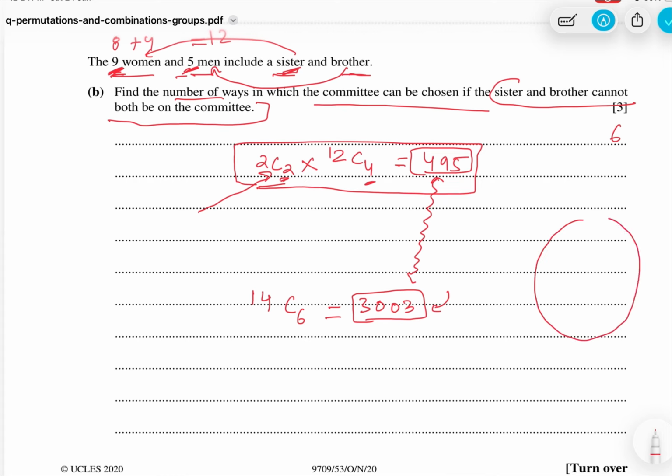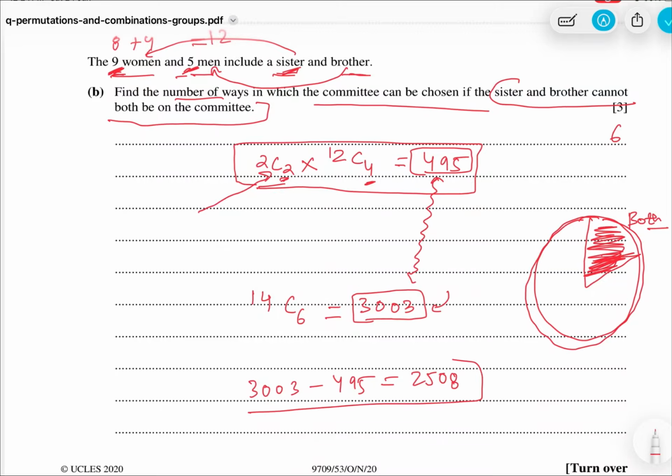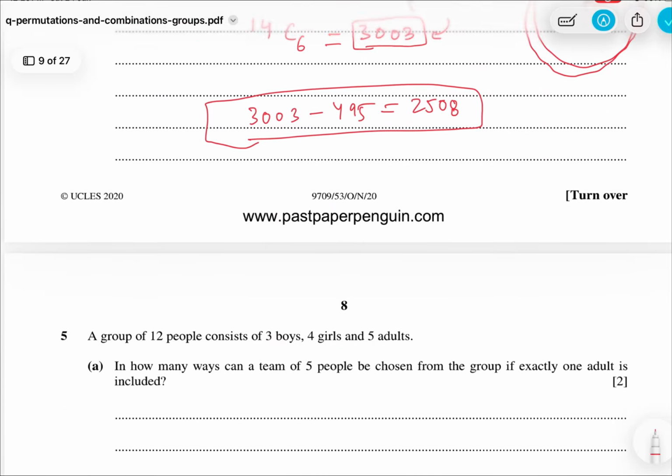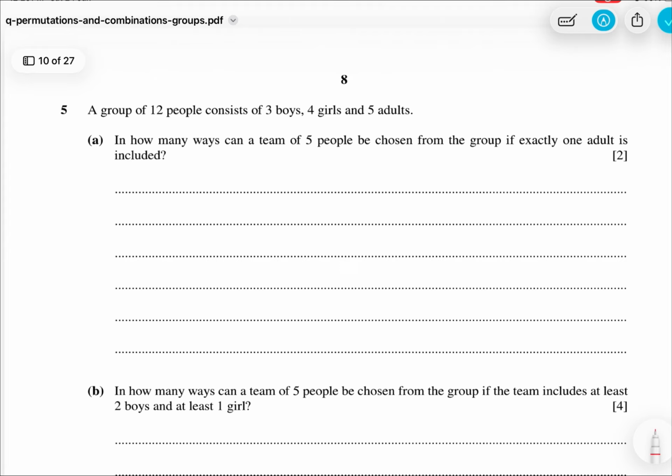See, these were the total combinations. In this part, brother and sister both were part of the committee. If I subtract this part from the total, from the universal set, will I get the required combination or not? The same I will do. 3003 minus 495 would give us 2508. This is the final answer, learners. Got this one also correct. So let's try the next question.